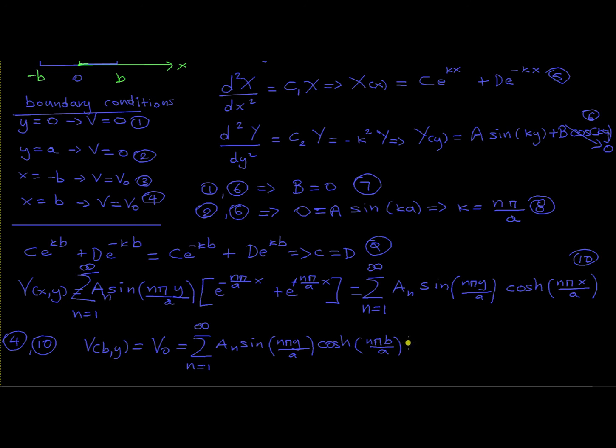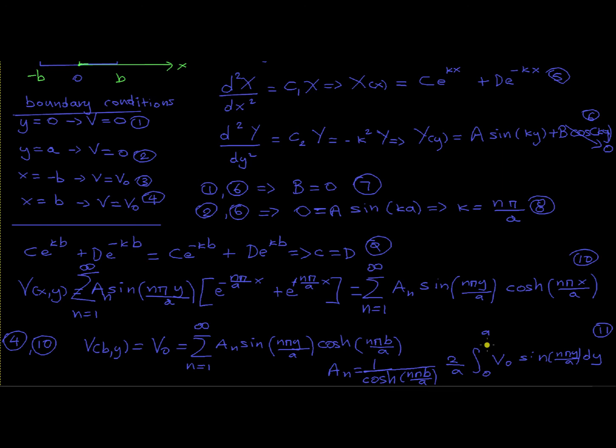And I can use Fourier's trick to solve for the coefficients A sub n, and this is 1 over the hyperbolic cosine term, so this is 1 over that, and then we have 2 over a, the integral from 0 to a, the constant V naught times the sine of n pi y over a dy. So this is, now let's call this equation 11.